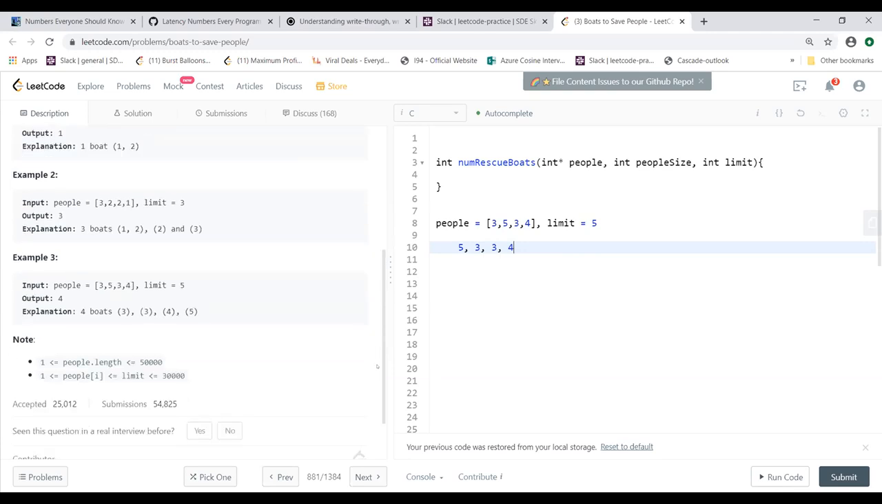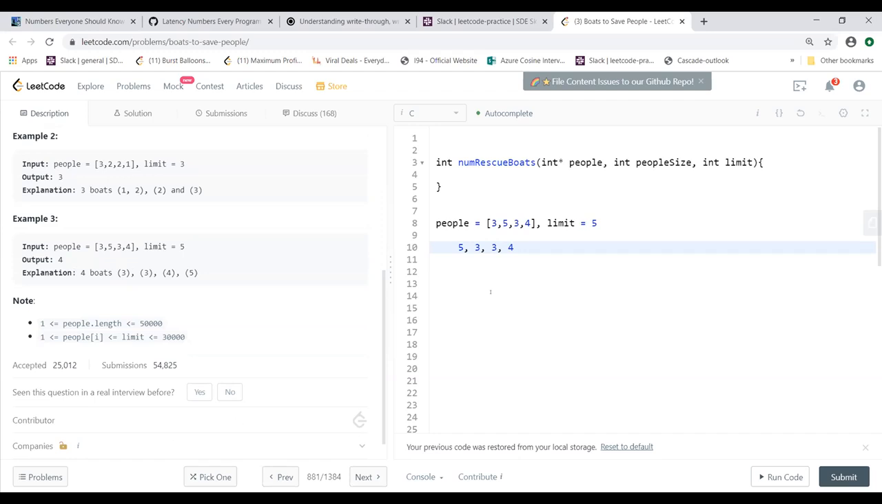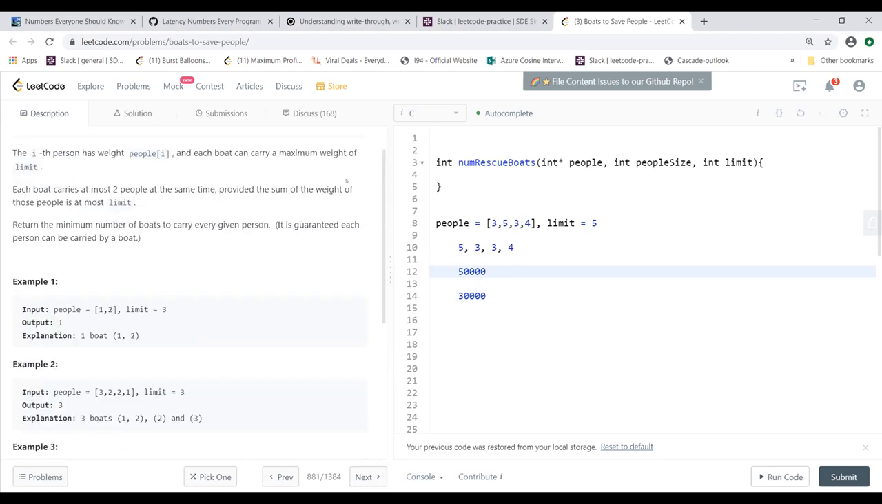And the problem statement also says that the length of this array can be a maximum of 50,000, and the limit maximum will be 30,000. So the maximum weight will be something like 30,000, and you can have about 50,000 such elements in an array, or 50,000 people to be carried. We'll have to find the minimum number of boats required to carry all the persons. So any questions about the problem statement?